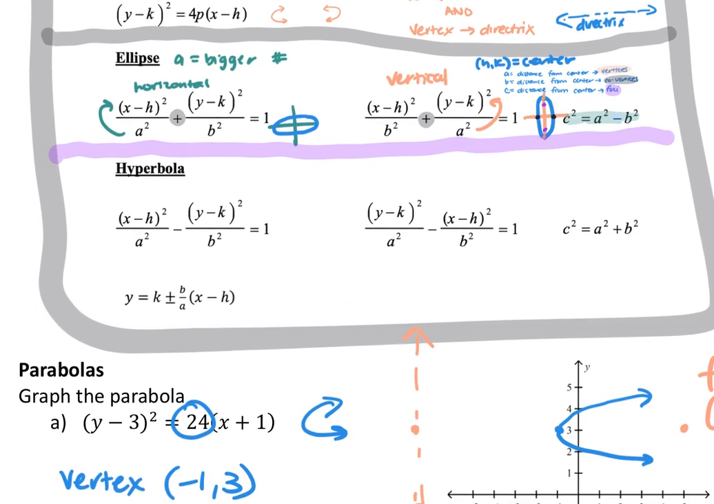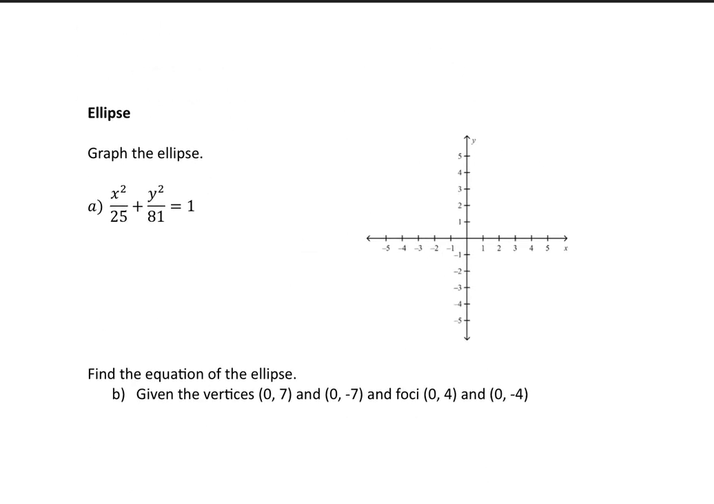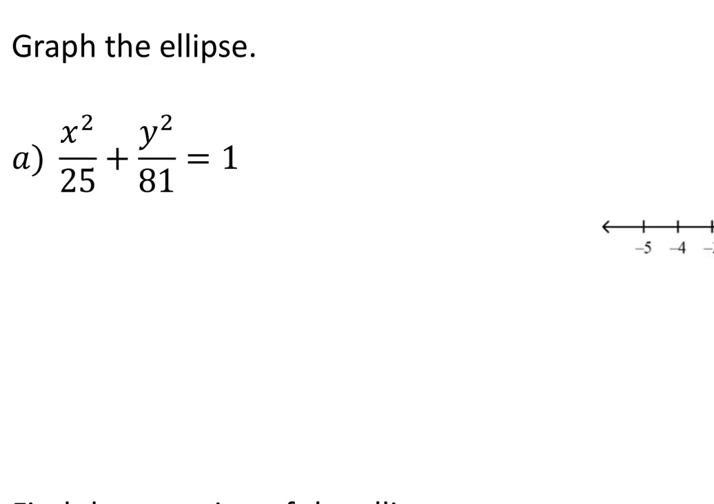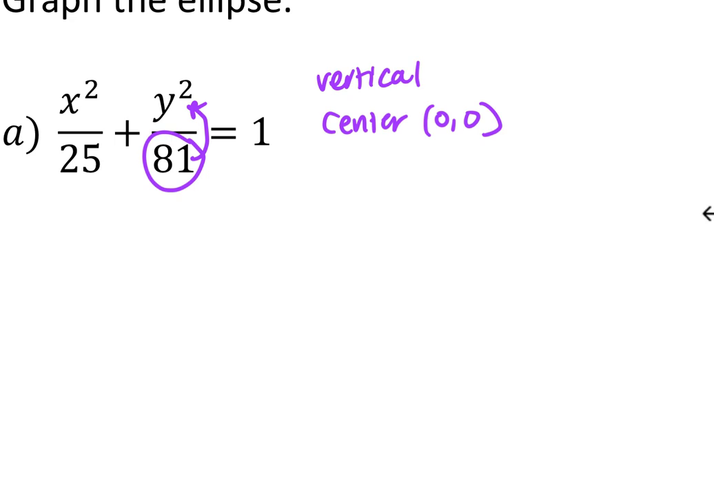Okay, so two types of questions on ellipse. Graph, find all the stuff, and then here's the information, give the equation. So the graph of this, if I look at A, what do you know just based on looking at this equation? It's vertical because the bigger number is under the y, so it's vertical. What else do you know? Yep. Center is 0, 0. What else do you know?